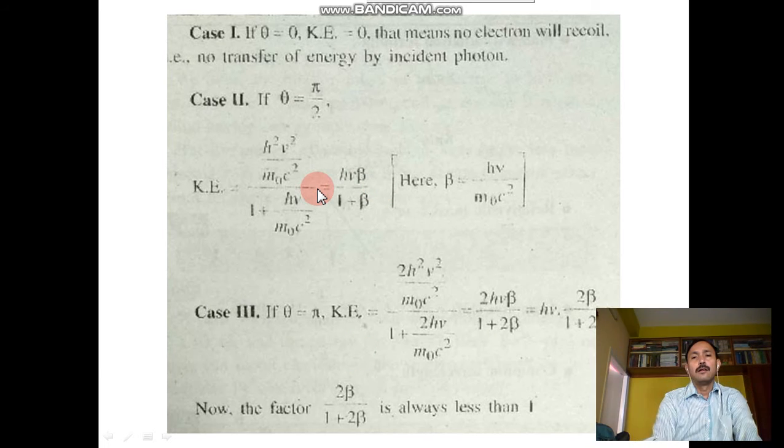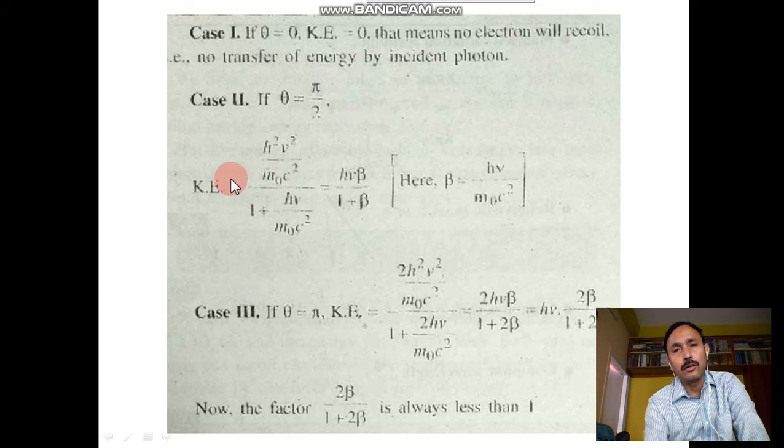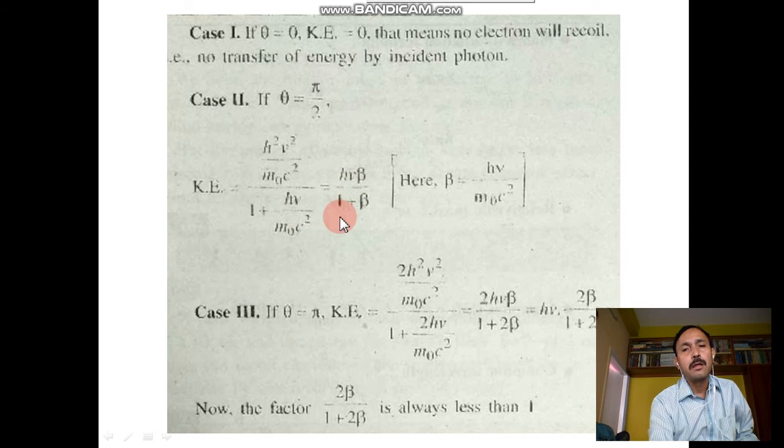Now putting beta is equal to h nu by m naught c square, you can write this as: h nu remains h nu, beta, by 1 plus h nu by m naught c square, which means 1 plus beta. So h nu beta by 1 plus beta.